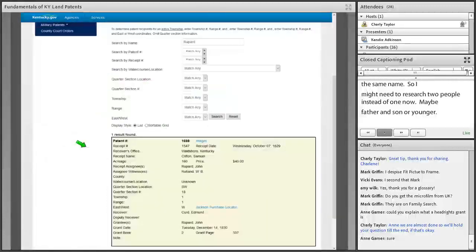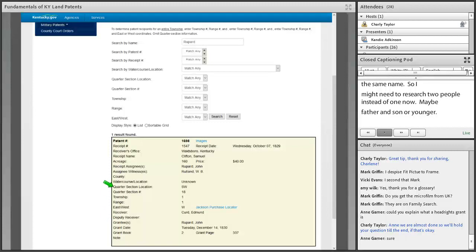I did a search for Rupert on this, and I found there was one result. This is going to be in the Purchase area, far western Kentucky. The patent number, I can link to the images, and I see that he paid $40 for the 160 acres in that quarter section. The things that I wrote down were southwest quarter section 18, township 1, range 1, east or west. The grantee was John Rupert.